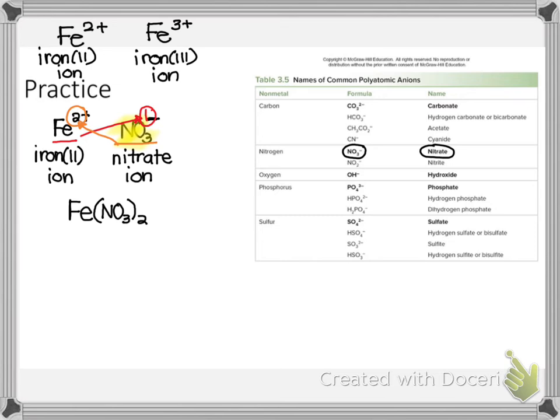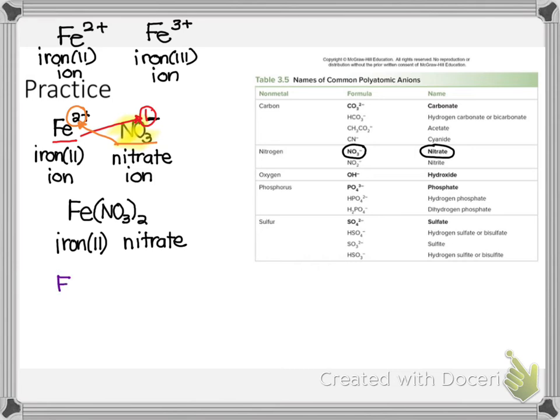Now we name these no different than we did before. We just name the 2 ions that are present. So this one's name would be iron 2 and then nitrate. Now notice the 2 doesn't tell me I have 2 irons, right? The 2 is the name of that ion because it has a 2 plus and a 3 plus. So the 2 is there to tell us that this is the iron with a 2 plus. So why don't we do one with an iron with the 3 plus?